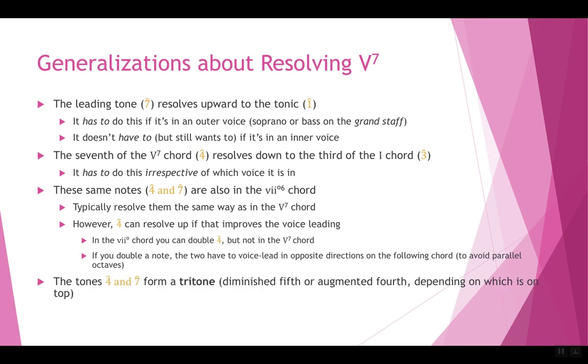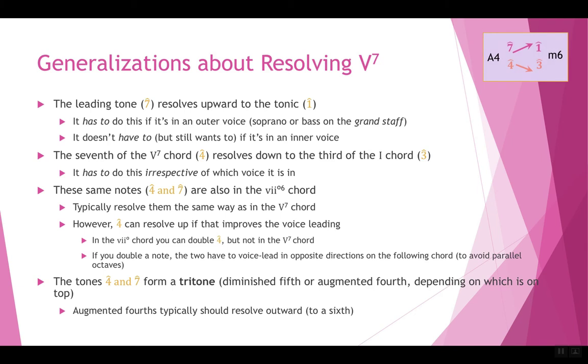The tones 4 and 7, scale degree 4 and scale degree 7, form a tritone. It's a diminished fifth, or it's an augmented fourth, depending on which of these notes is on top. So I'll show you that. Augmented fourths, if you have scale degree 4 on the bottom, scale degree 7 on top, let's say we could do F major, because that's the key that we were just in with Palestrina. Scale degree 4 would be B flat. Scale degree 7 would be E. If the E is in the upper voice and B flat is in a lower voice, then from 4 up to 7 is a fourth. Scale degree 4, 5, 6, 7. That's a fourth. And what kind of fourth is it? It's augmented from B flat up to E.